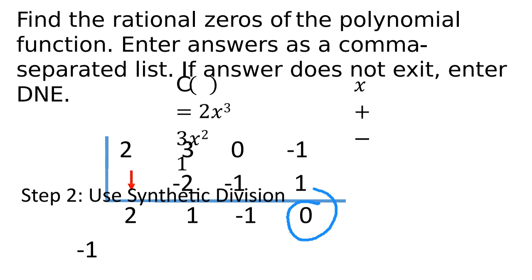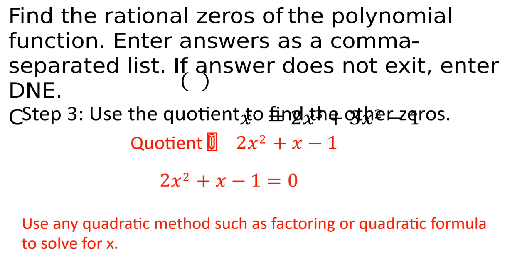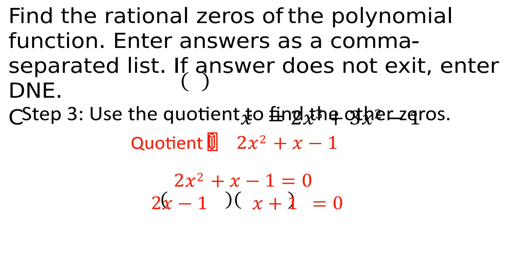Okay, so here we have another polynomial, and then we checked another zero, which is -1, and here we have a remainder of 0. So that means that -1 is a zero. And then we have our quotient, which is 2x squared plus x minus 1. Again, we have options to solve this: the quadratic formula, or we can factor it. This one is going to factor, and it factors to (2x minus 1)(x plus 1) equal to 0.